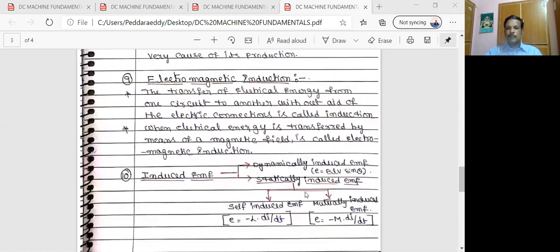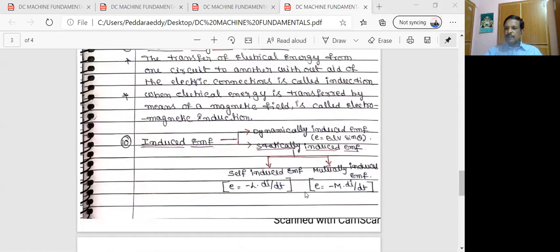Induced EMF. So what is induced EMF? The EMF induced in a conductor is called induced EMF. Induced EMFs are of two types: one is dynamically induced EMF, and the other is statically induced EMF.